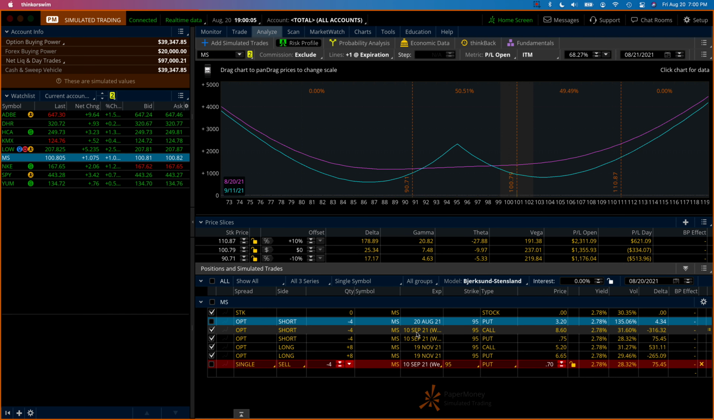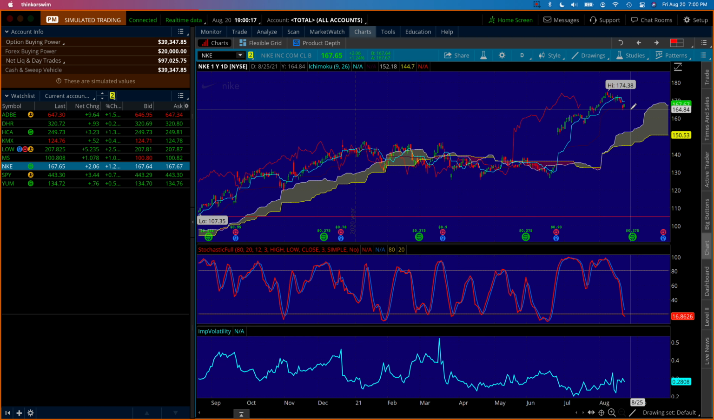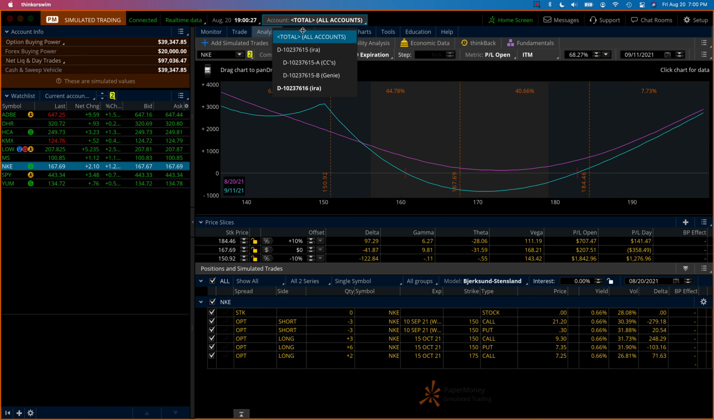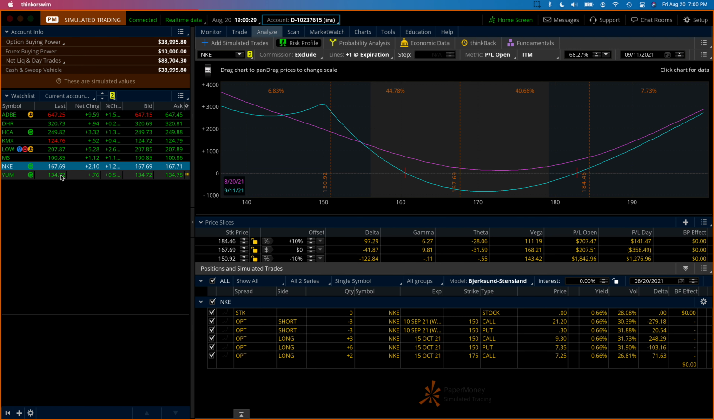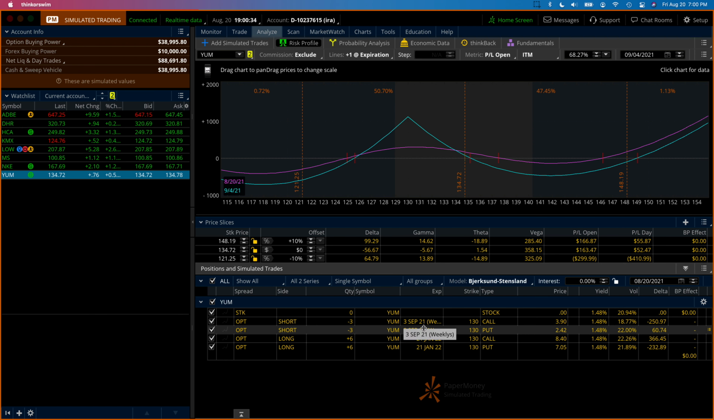The next shorts are expiring on September the 10th. Nike, I did not do anything. Looks bearish. Let's take a look at the chart, and Nike still looks bearish to me. So I'm going to leave it the way it is. SPY, no, that's not a trade here, it's for the other account. And Yum looks also very yummy. It's got a September the 3rd expiration, no need to change anything.